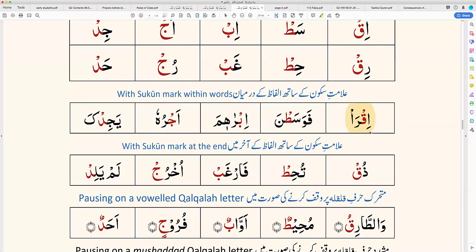Iqra. Iqra. Well done. Iqra. Well done. This one here. Fawasatuna. Fawasatuna. Well done, mashallah. Very nice, because the seam stayed thin. Very, very nice.